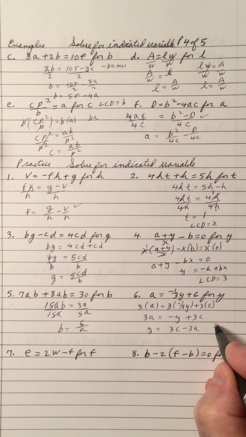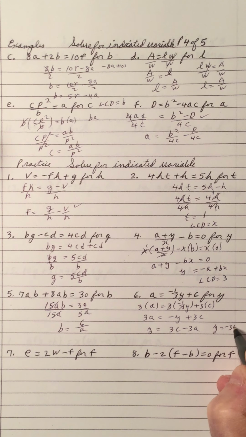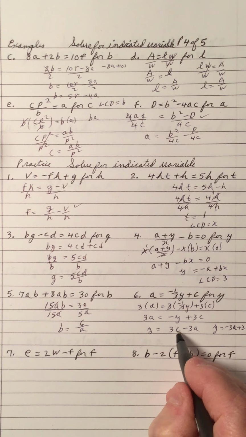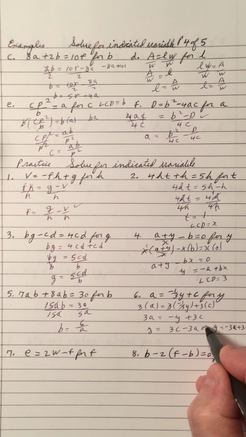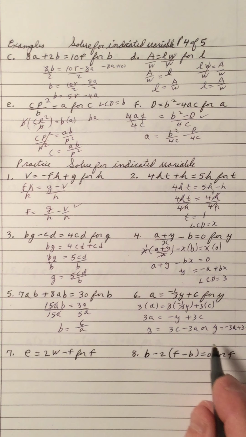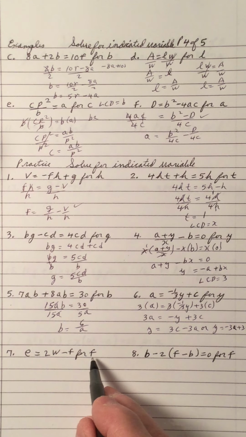So I could have had Y equals negative 3A plus 3C. I can leave the C right there and move the 3A there, or I can reverse: move the 3A first and then the C after. Either would be your choice. Makes no difference.